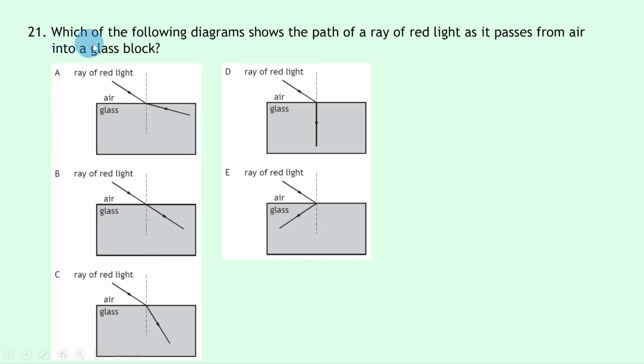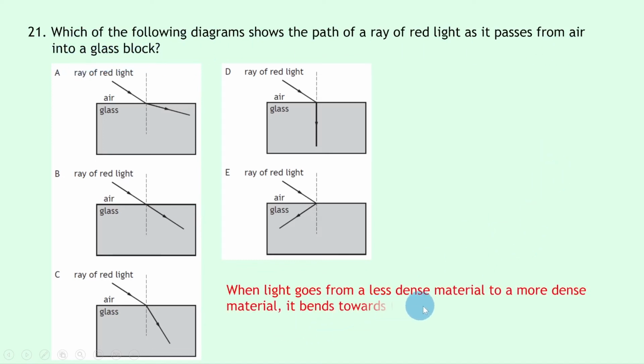Question 21 says which of the following diagrams shows the path of a ray of red light as it passes from air into a glass block? Well, to help us answer this, we need to remember that when light goes from a less dense material to a more dense material, it bends towards the normal. So you'll see in diagram A here, when the light comes in, it bends away from the normal, not towards the normal. For B, you'll see the light just goes straight through. For C, you do have the light bending towards the normal. For D, you've got the light bending so much that it goes along the normal when it enters.